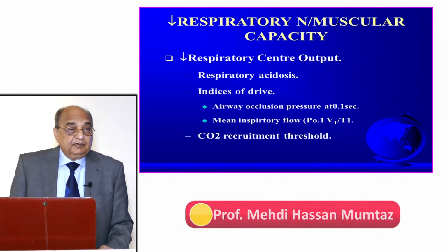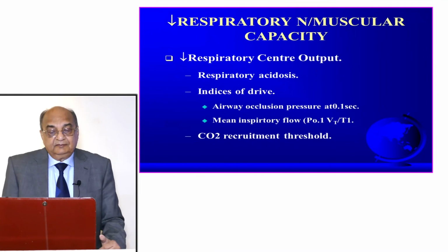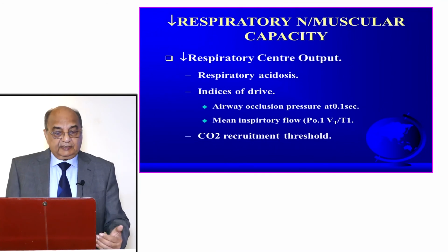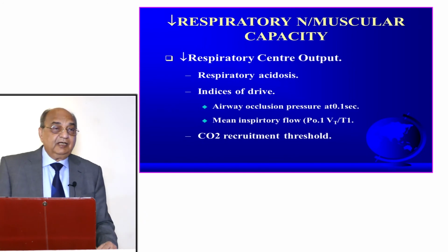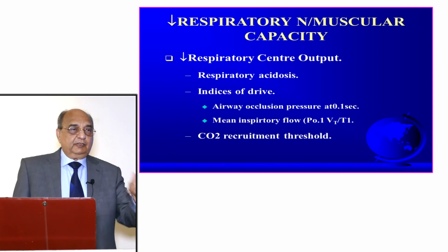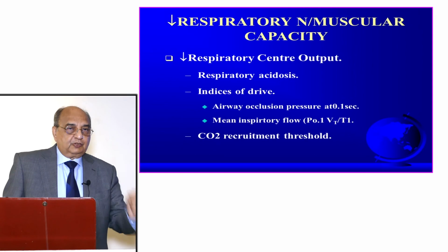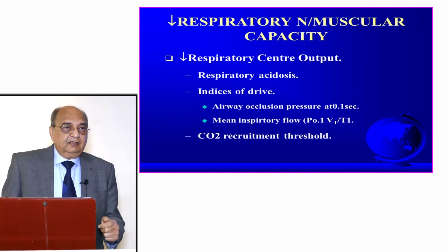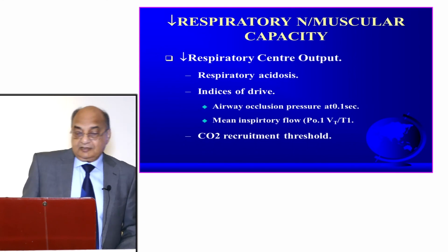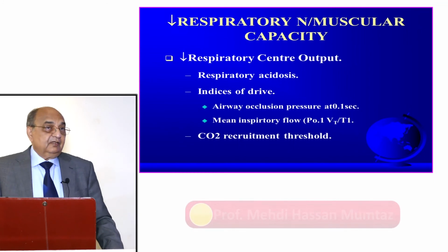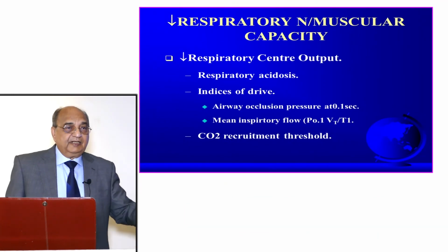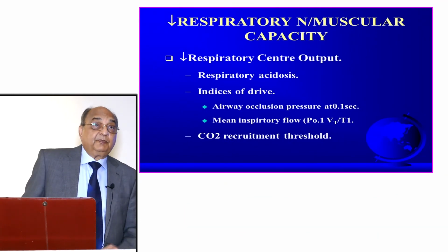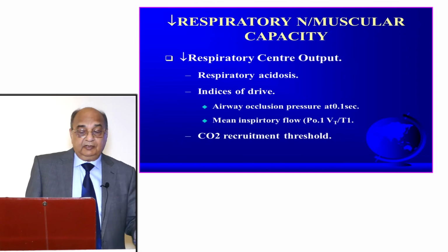Respiratory center output, whether it is normal or being depressed. It's being depressed by respiratory acidosis, and there are some indices of drive, that is airway occlusion pressure at 0.1 second. You occlude the airway during inspiration, and ask the patient to take a deep breath. How much negative pressure can the patient create? That's called P0.1 or P 0.1 second. It should be around -20 to -30 centimeters of water. It means the muscle power is adequate. Now the patient is ready to be weaned off the ventilator.